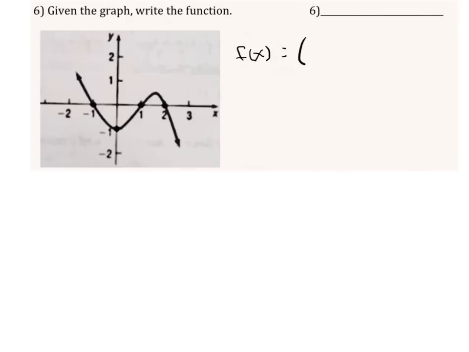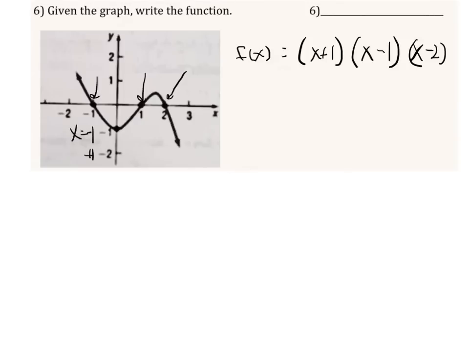x plus 1, x minus 1, and x minus 2. And those all came from here, here, here. Okay? We had x equals -1, so I added 1 to both sides to get x plus 1. And then I did the same thing here and here.